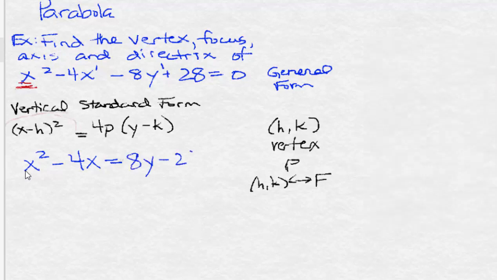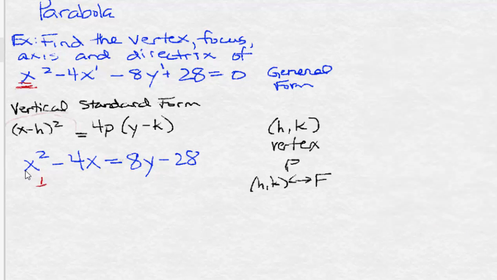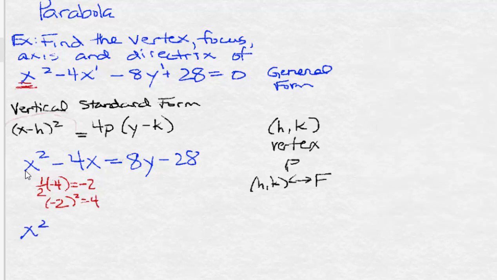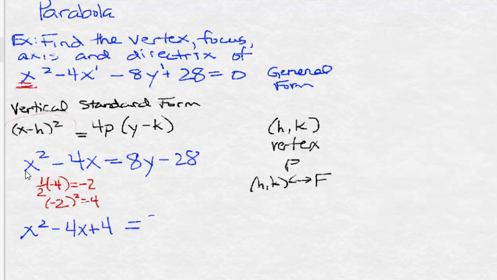and subtracting 28. And then we're going to decide which constant term we need to add to x squared minus 4x to get a perfect square trinomial. You might recall that to do that, we need to take half the coefficient of x. Half of negative 4 is negative 2, and we need to square it. Negative 2 squared is 4. So on the left side, we need to add positive 4. x squared minus 4x plus 4 equals, but to maintain our balance, we need to add 4 to the right as well. So we have 8y minus 24.